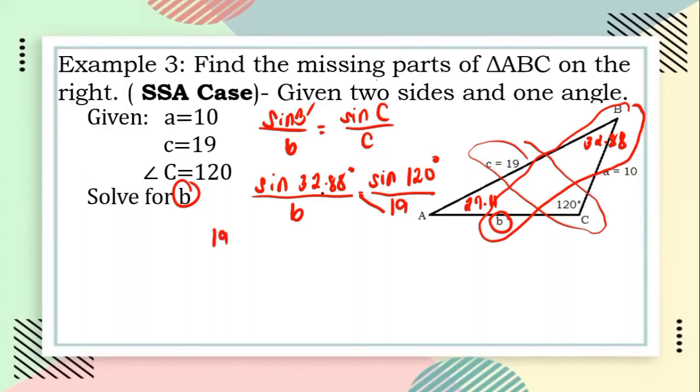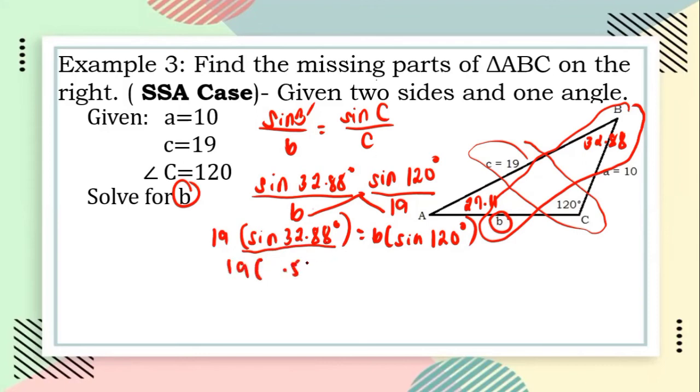So multiply 19 to sine 32.88. So 19 times sine 32.88 degrees equals, cross multiply, B times sine 120 degrees. Next, get the value of sine 32.88 using your calculator. That is 0.542. This is the value of sine 32.88. On the other side, the value of sine 120 is 0.866.